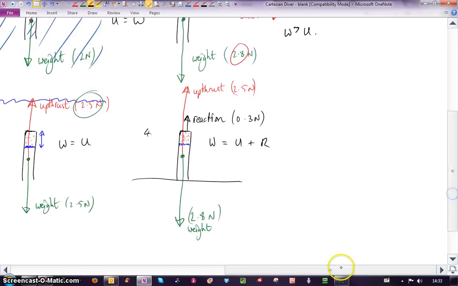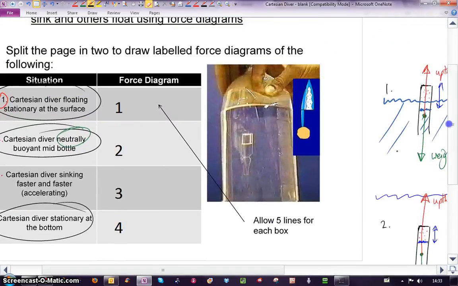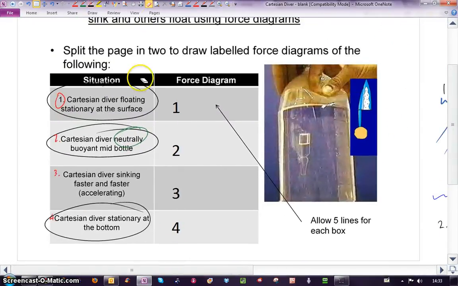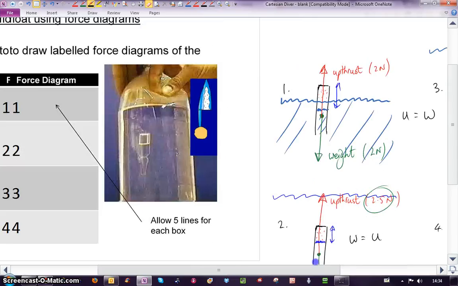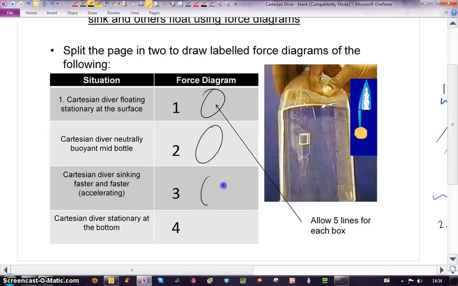What I would like you to do in this assignment, I will send you a blank of this table, and I would like you to draw these force diagrams in these spaces and upload as an assignment.